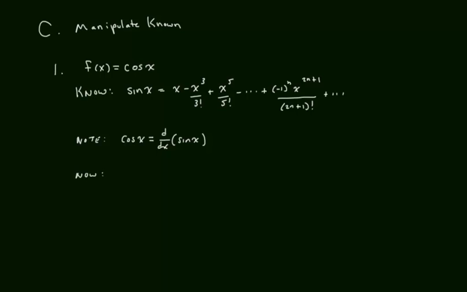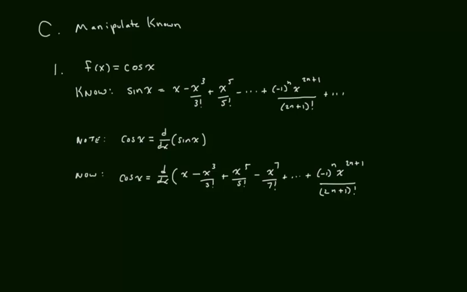So now I'm going to do that. The cosine of x equals the derivative with respect to x of the power series that I know for sine of x: x minus x cubed over 3 factorial plus x to the 5th over 5 factorial minus, let's write the next one, x to the 7th over 7 factorial plus, plus negative 1 to the n x to the 2n plus 1 over 2n plus 1 factorial plus. And then I'm actually going to do this. I'm going to take the derivative term by term.